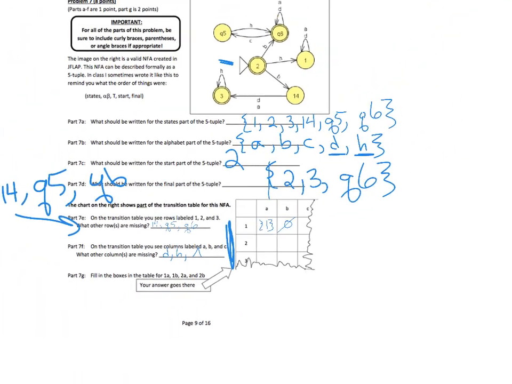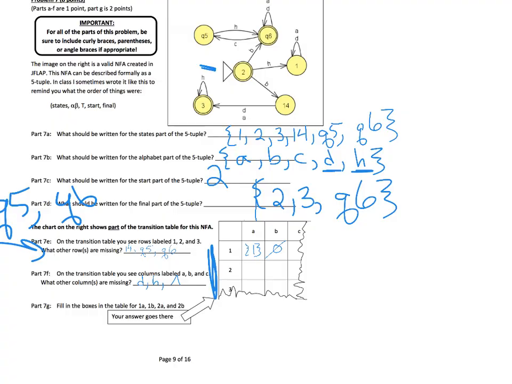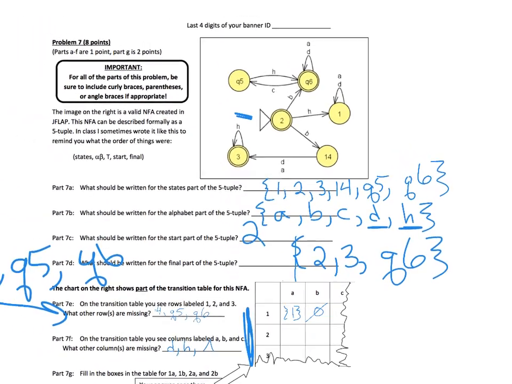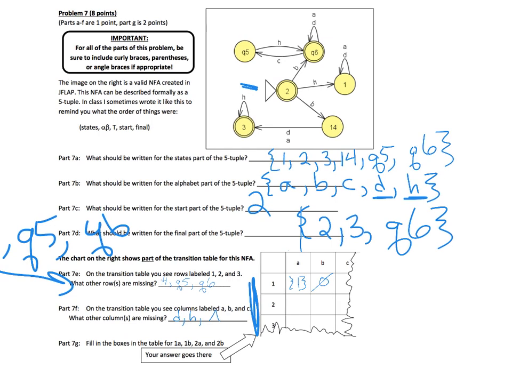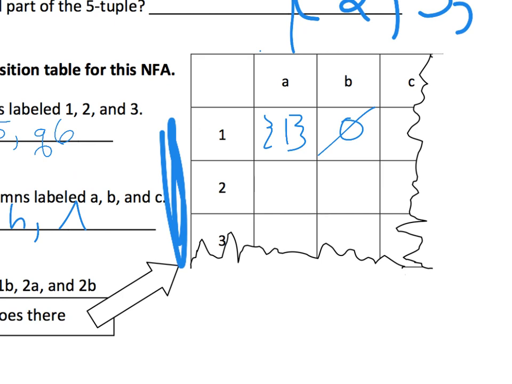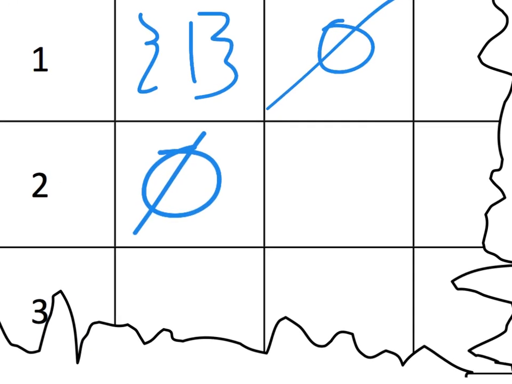And then we've got to fill it in for 2 on A and 2 on B. So 2 on A, I don't see any. It looks like it's the empty set again. But 2 on B, look at this. 2 on B goes to Q6, and it also goes to 14. So we need to write that down. So 2 on A is the empty set, but 2 on B is Q6 and 14.